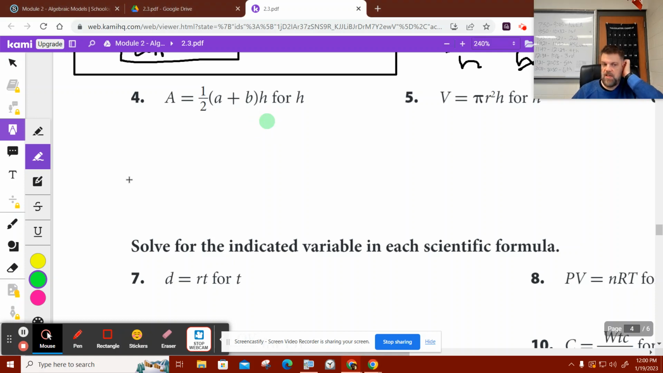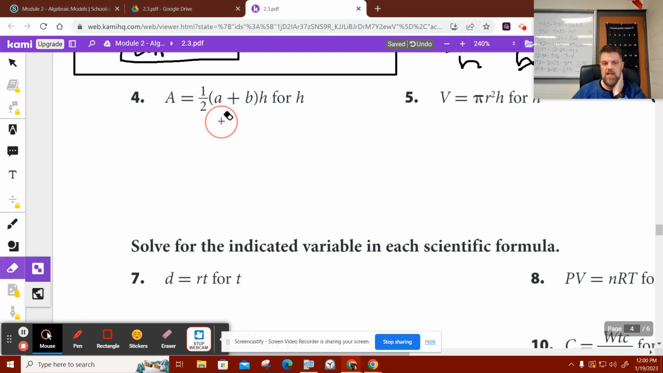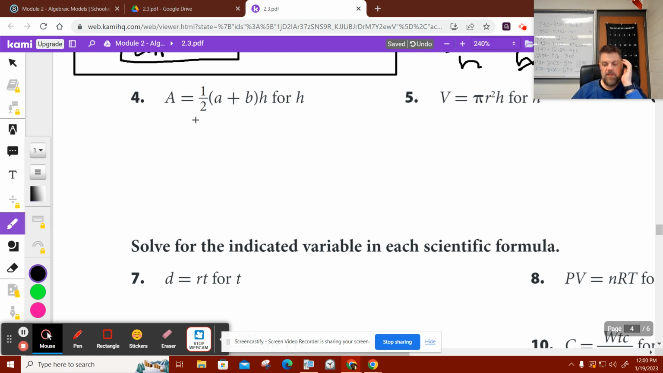So same thing here. We're going to continue working on solving equations.